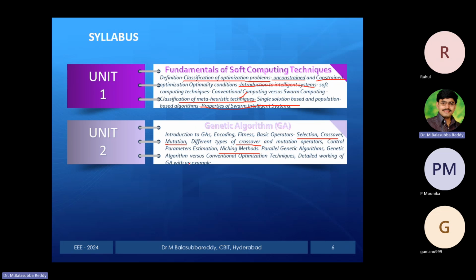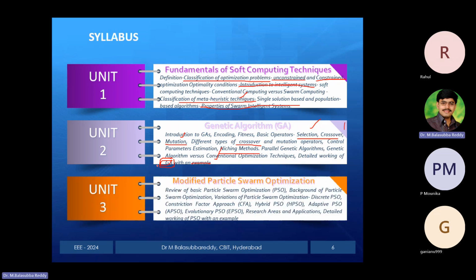So we will take one example of a test function and apply this genetic algorithm. The three operations are selection, crossover, and mutation, and then find the objective function value. This is unit 2. When we go to unit 5, there we have to apply the genetic algorithm to the electrical application. Similarly, for another algorithm like that.